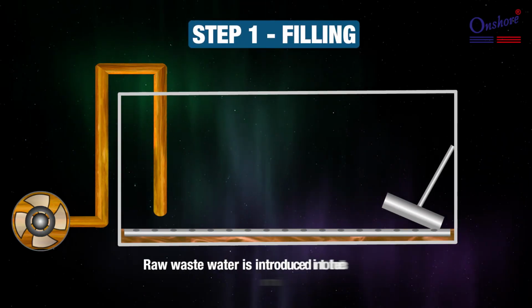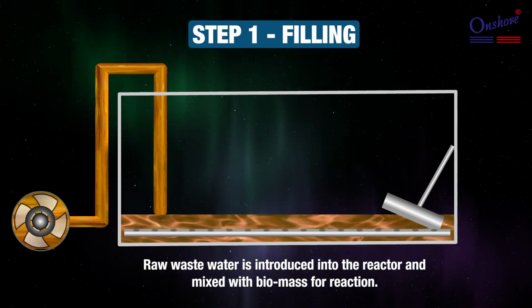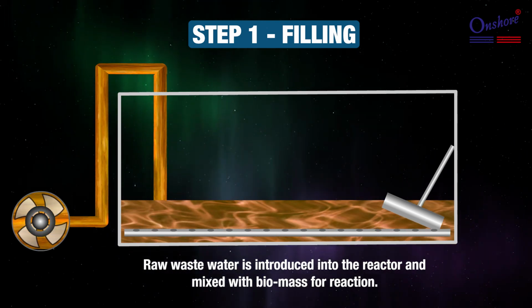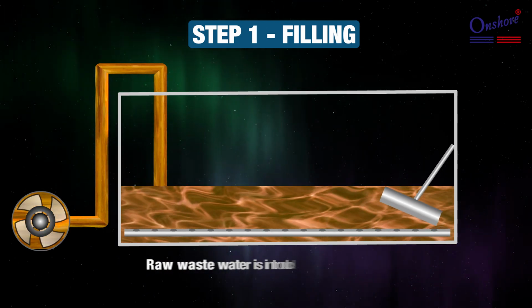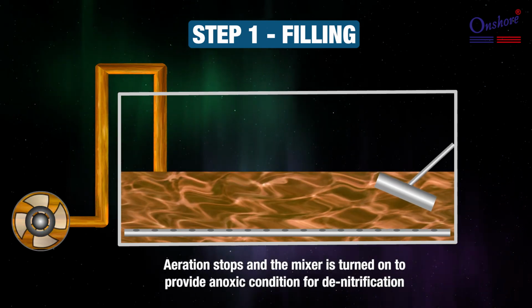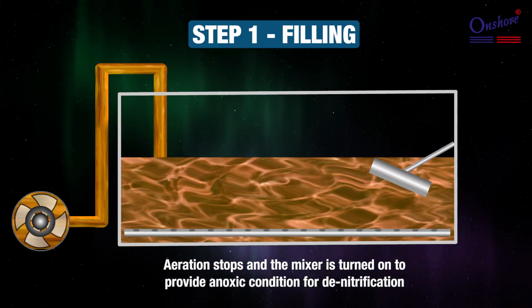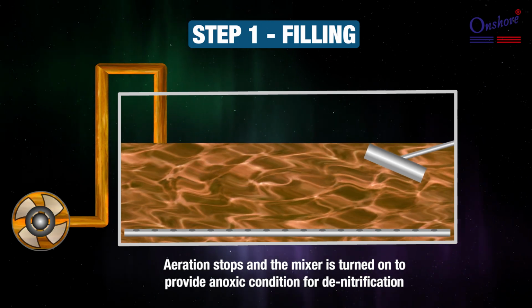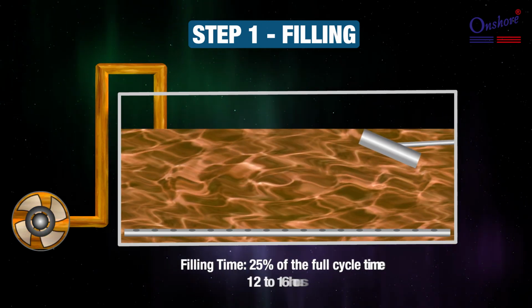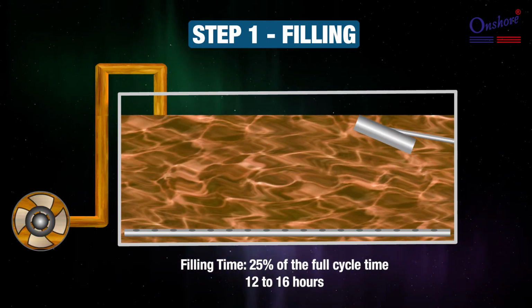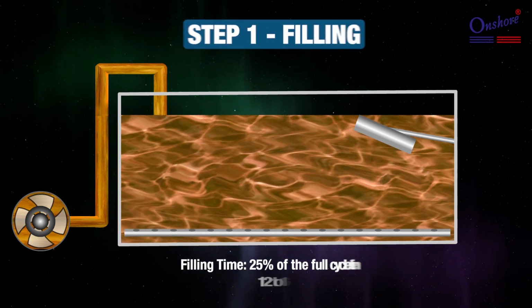Step 1. Raw wastewater is introduced into the reactor and mixed with biomass for reaction. Here, aeration stops and the mixer is turned on to provide anoxic condition for denitrification. Time of filling is 25% of the full cycle time, that is 12 to 16 hours.